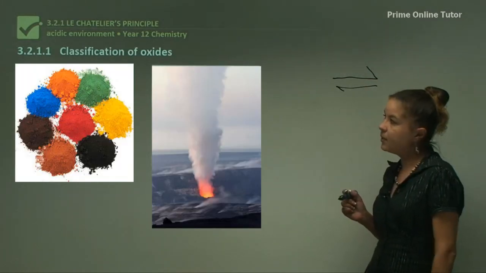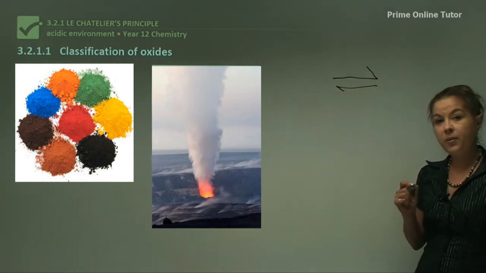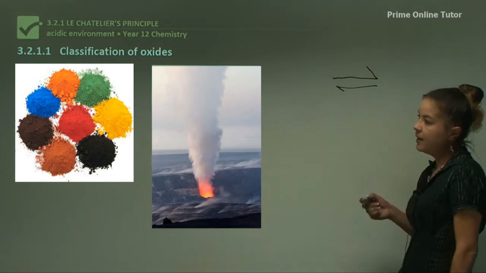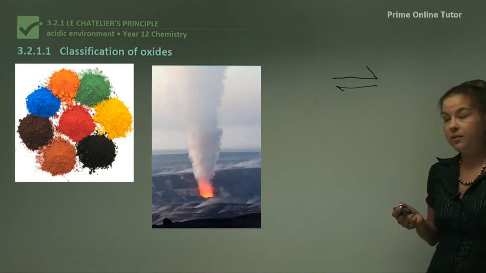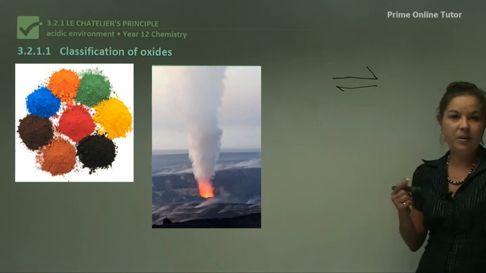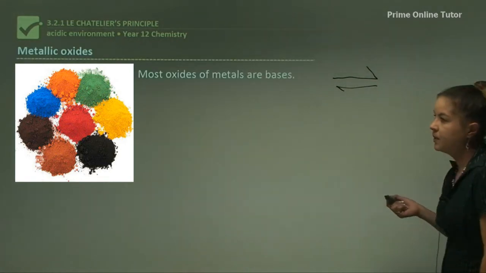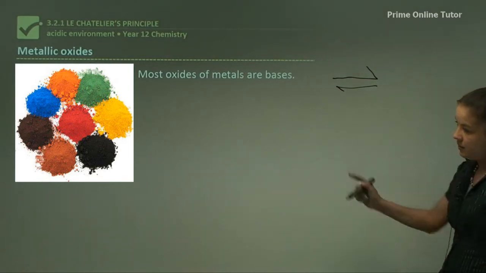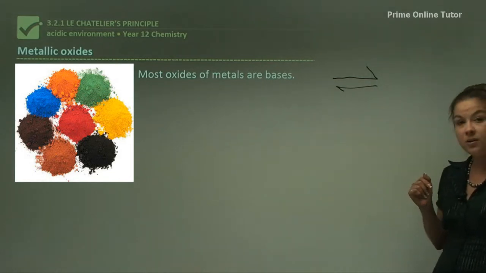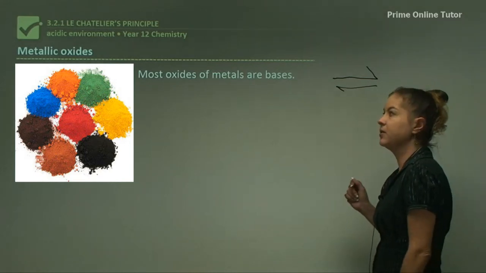Now for this lesson, I'll be discussing the classification of oxides. Now most elements in the periodic table will undergo bonding with oxygen to form oxides, and so there'll be different types of oxides. So you'll have metallic oxides, non-metallic oxides, and semi-metal oxides, and they have different properties. So let's start by looking at metallic oxides. As you can see in the picture, that's an example of a few different metal oxides, and they're all very pretty colours. So metals will produce different coloured oxides.